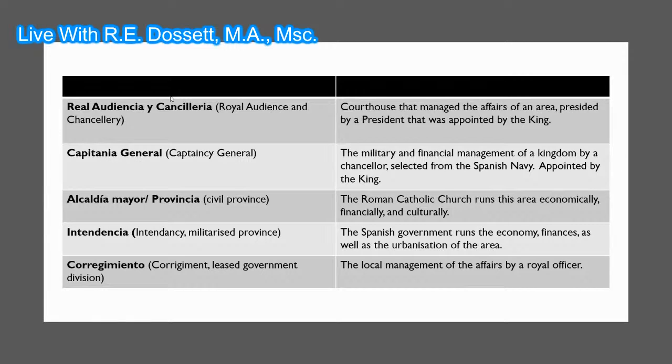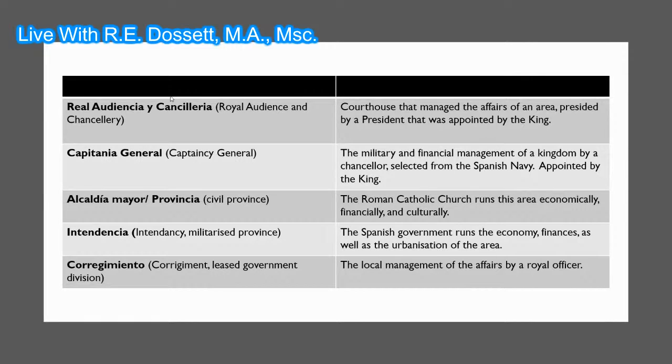So the captain general was the one managing a country on behalf of the king with the navy. So the role of the Catholic Church decreased and the role of the Spanish Navy increased. And throughout the Spanish Empire, you had those courthouses that managed all the conflicts and all the kingdoms. And each of such courthouses was called a Real Audiencia y Cancilleria.